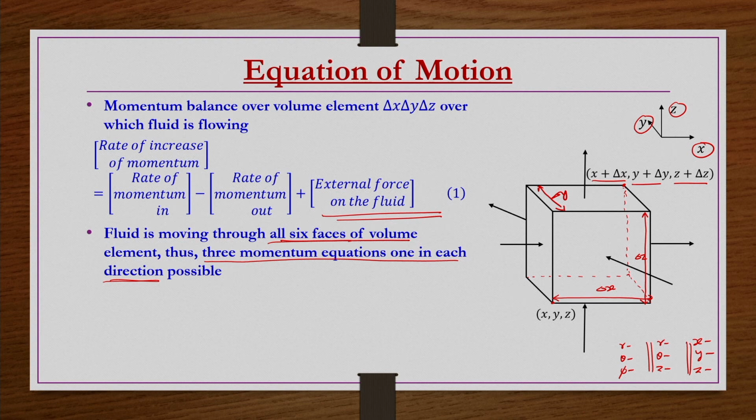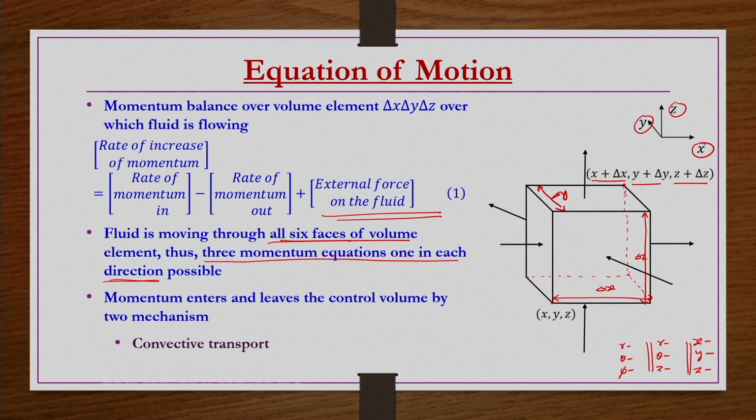Now this momentum, whether it is entering or leaving, it may enter and leave by either of the two transport mechanisms or both the transport mechanisms, depending on the situation. So, what we are doing is a generalized case. The momentum that is entering and then leaving is because of both the transport mechanisms, that is molecular transport mechanism and then convective transport mechanism. So, momentum enters and leaves the control volume by two mechanisms, convective transport and then molecular transport. Okay. So, now we are going to do a balance.